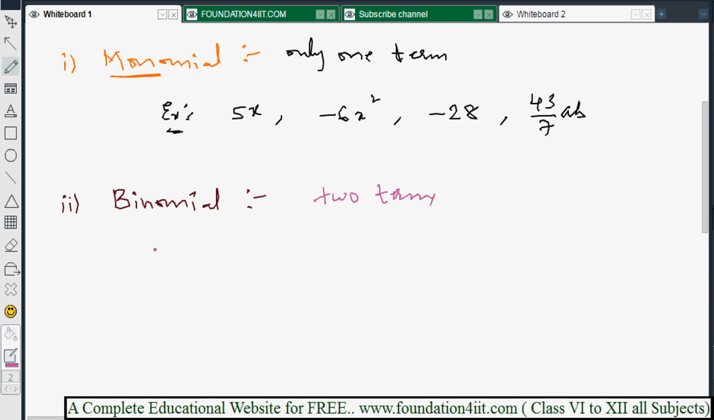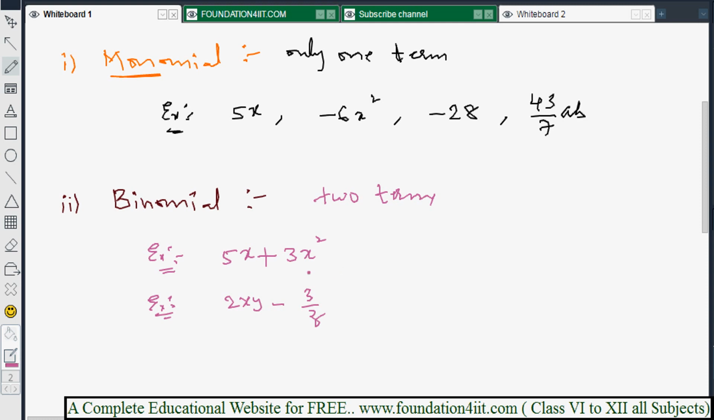So let's see an example. A combination of two terms. I am taking 5x as one term and 3x square as another term. I am combining them with plus. That's it. So this is a binomial having two terms, namely 5x and 3x square. Now one more example, if you see, 2xy minus 3 by z is also a binomial having two terms.